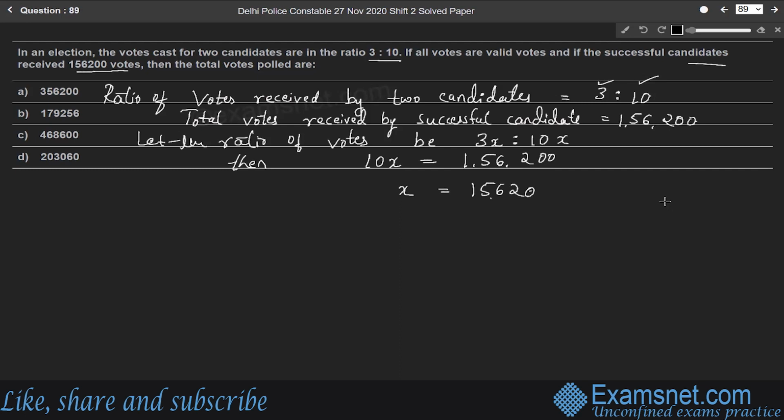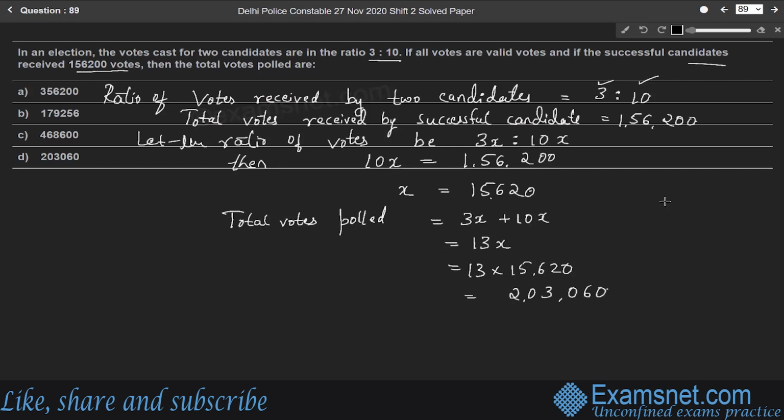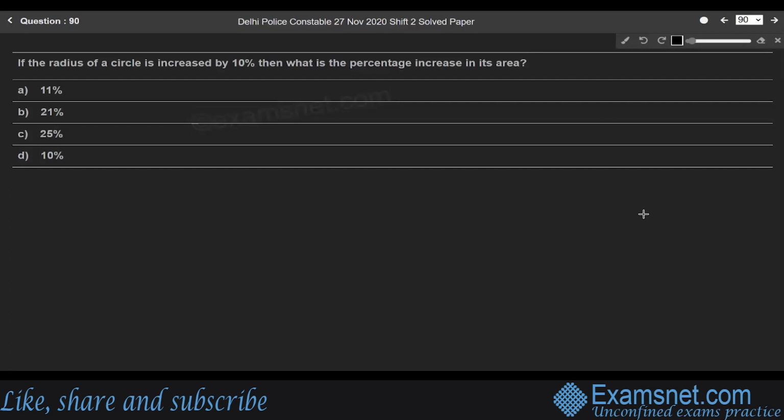So the total votes polled is equal to 3x plus 10x, which is 13x. What is x here? 13 into 15,620, which is equal to 2,03,060. Right? Therefore, the answer is 2,03,060, option D.